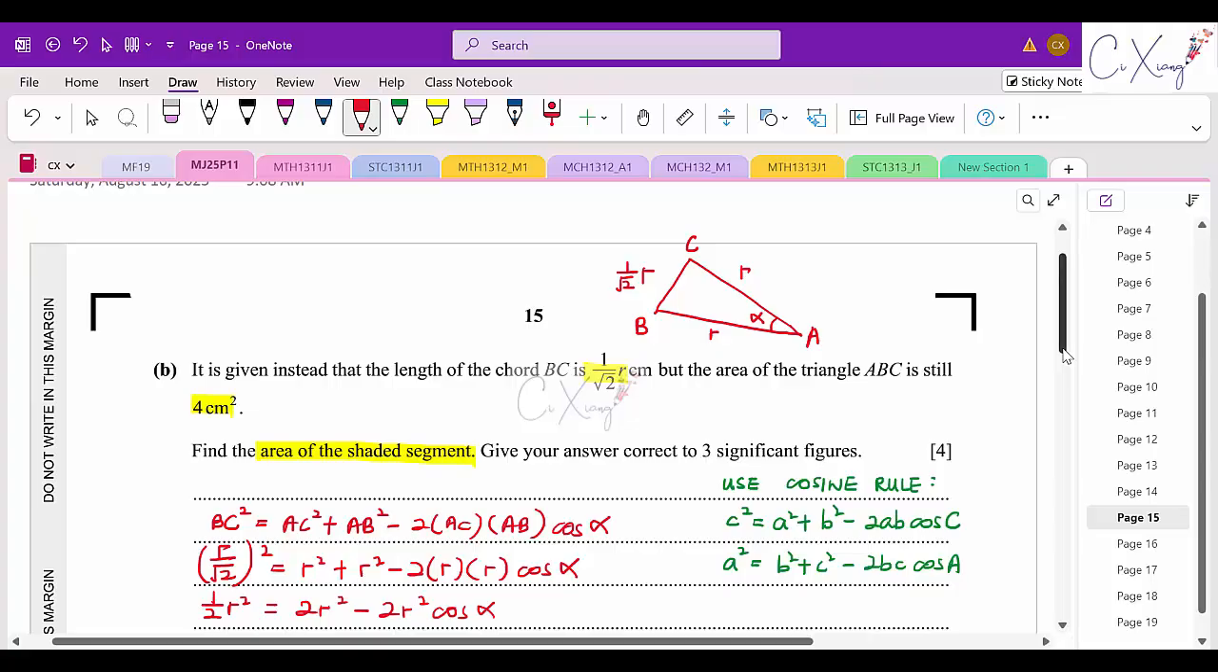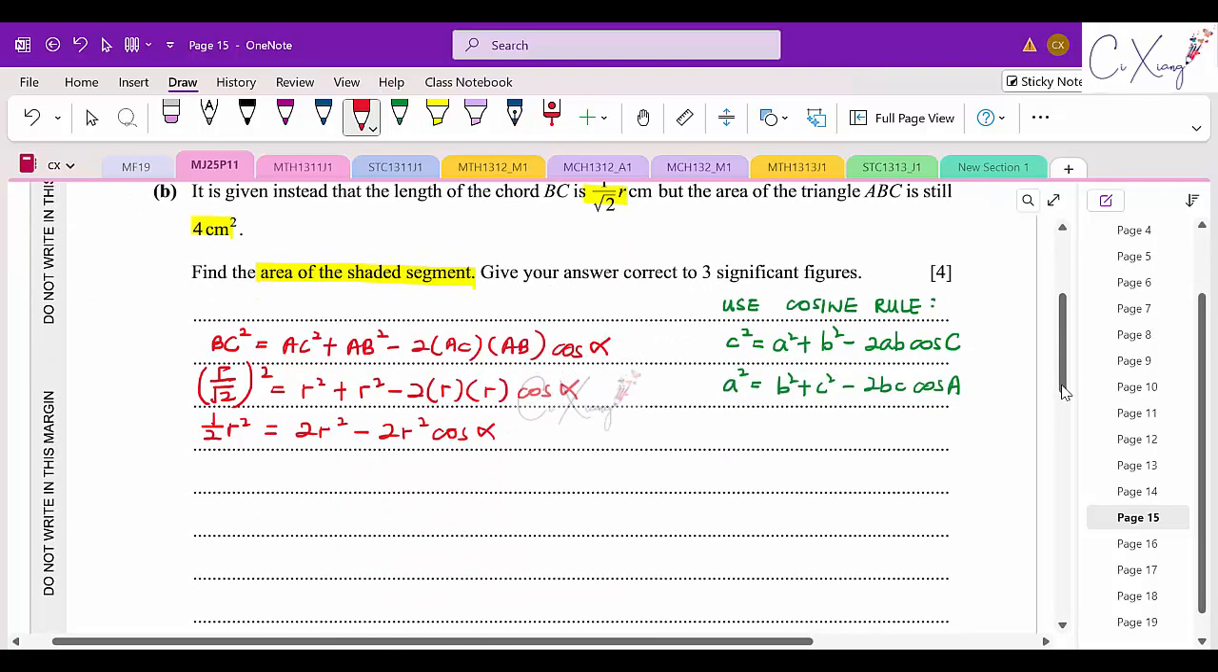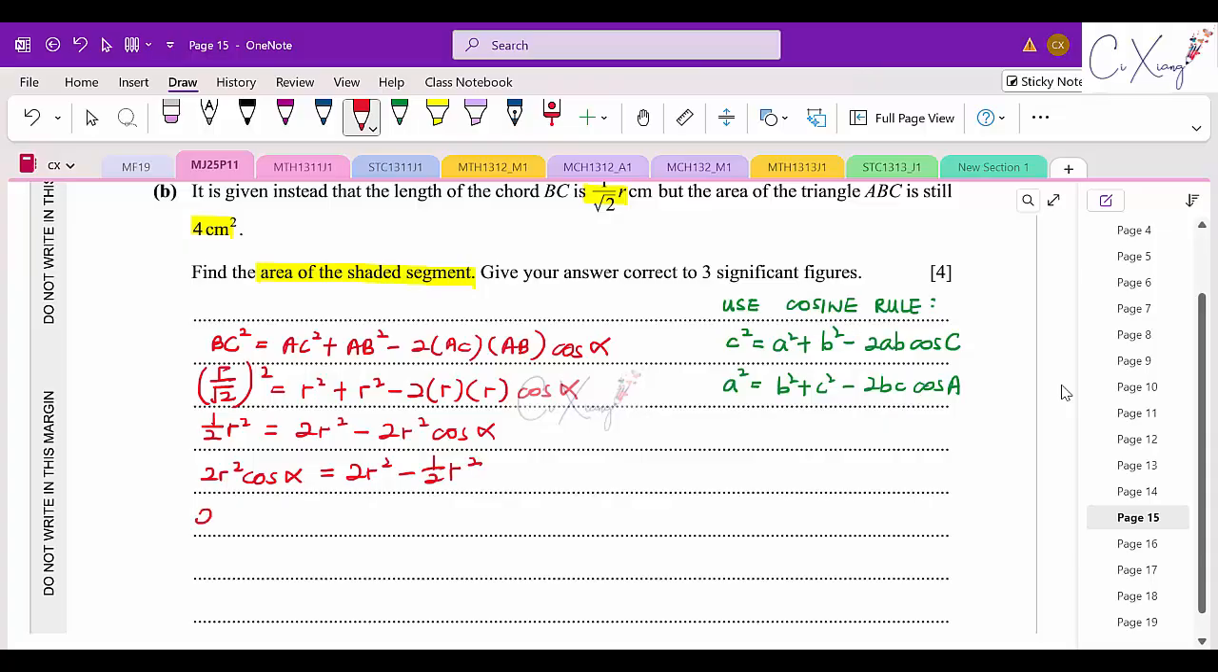Okay, then continue to simplify it and see what we get from here. I have 2r squared cos alpha can be written as 2r squared minus half r squared. Simplify the term on the right hand side, you'll get 3 over 2 r squared. Further simplify it, you have cos alpha equals 3r squared over 2 divided by 2r squared. Then if you simplify from here, you have cos alpha equals 3 over 4.